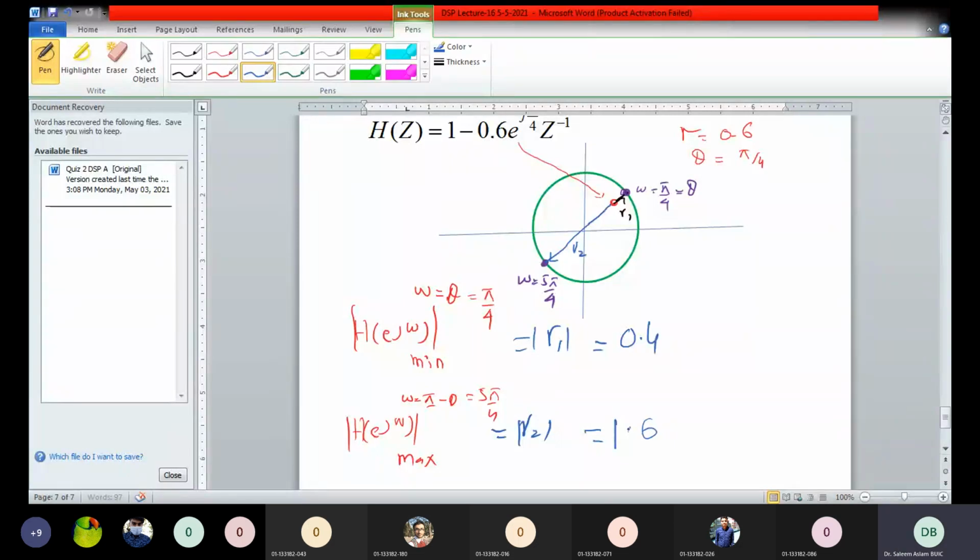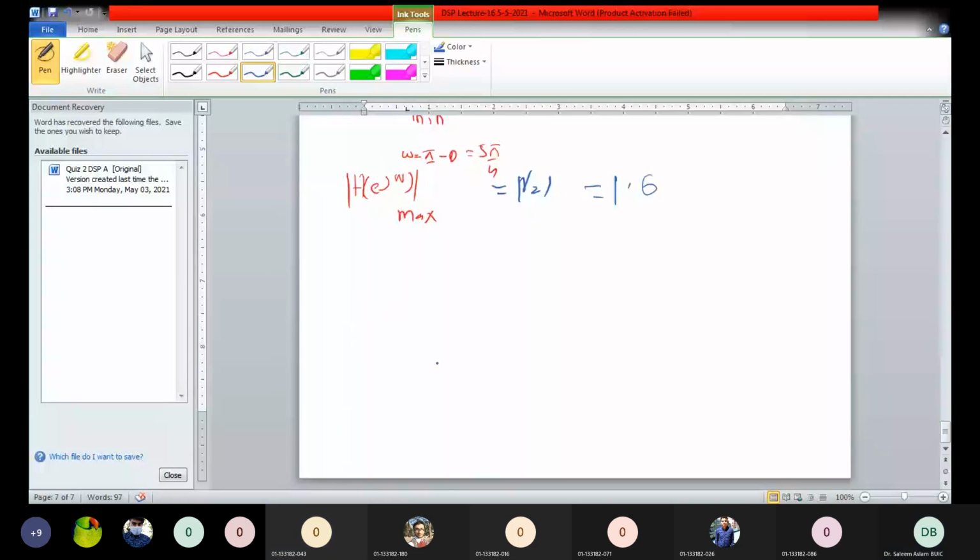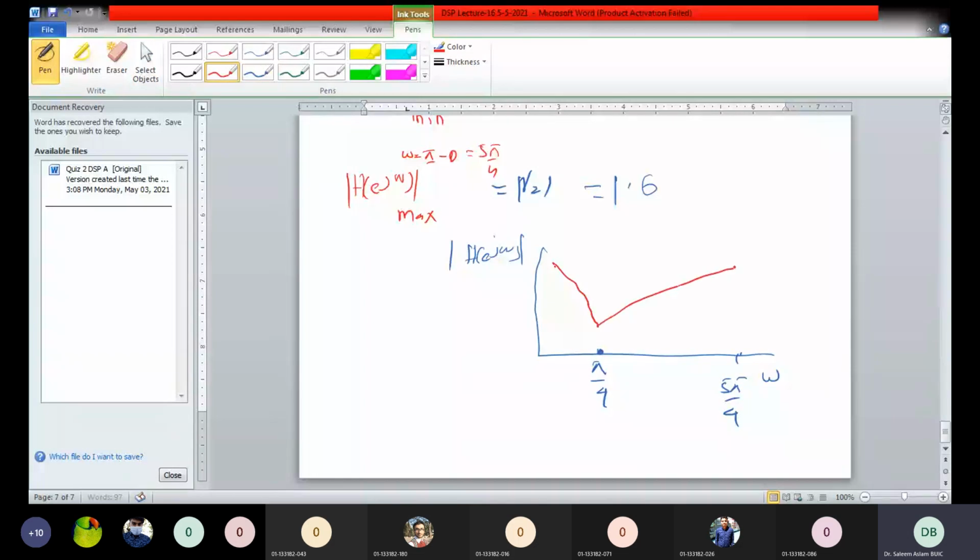Okay? Yes, sir. So its magnitude response would be like this. You have omega on the x-axis and the magnitude of H(e^jω) on the y-axis. Its minimum value would be at pi by 4, and its maximum value at 5 pi by 4. Let me draw it with red color. The minimum value is 0.4 and the maximum value is 1.6. This is 1.6 and this is 0.